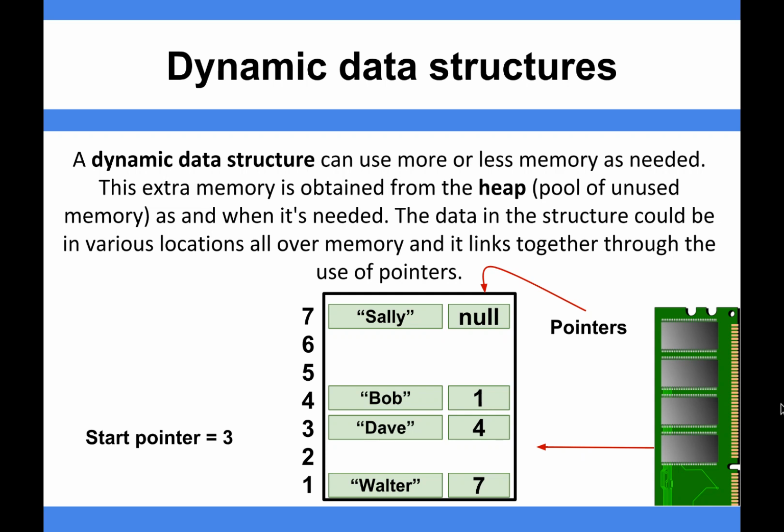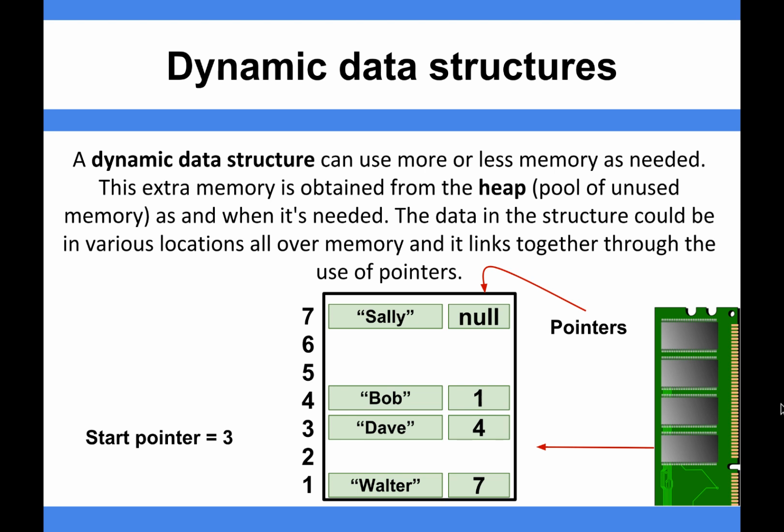Okay, so a dynamic data structure can use more or less memory as needed. So this isn't static. It's not got a set size at the start. It changes size during use, and extra memory is available from this thing called the heap. So the heap is a pool of unused memory, and it's used as and when needed.